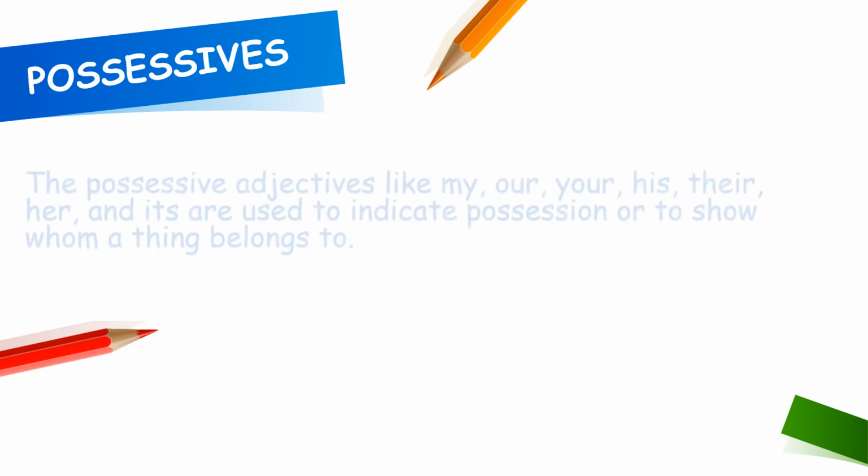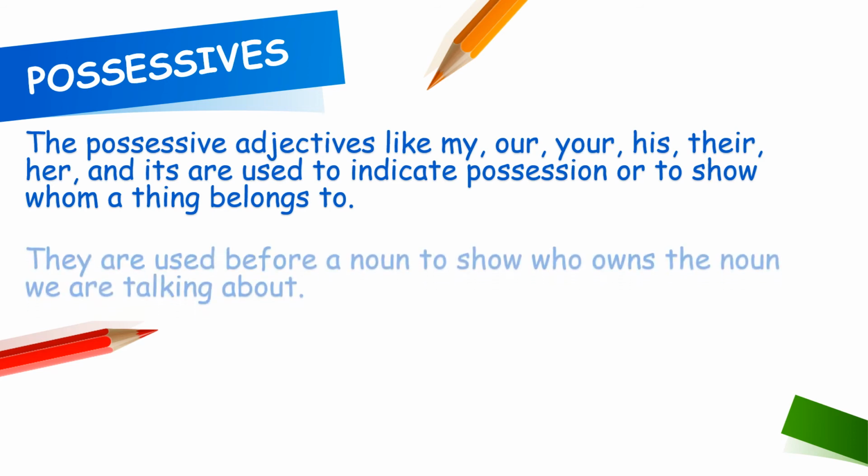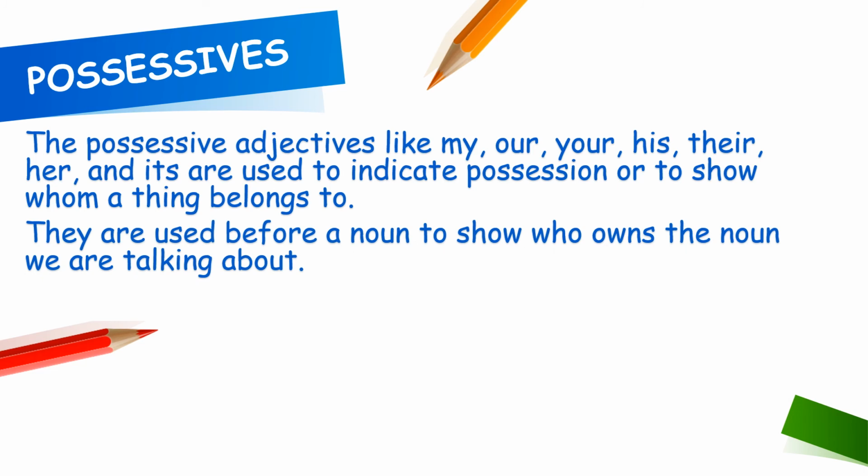Possessives. Possessive determiners or possessive adjectives tell us who owns something. The possessive adjectives like my, our, your, his, her, their, and its are used to indicate possession or to show whom a thing belongs to. We use a possessive adjective or determiner before a noun to show who owns the noun we are talking about.